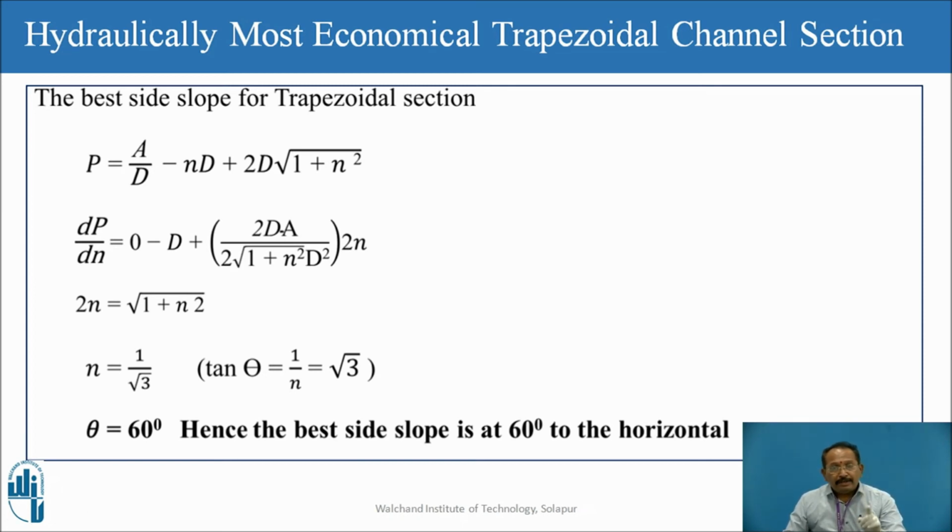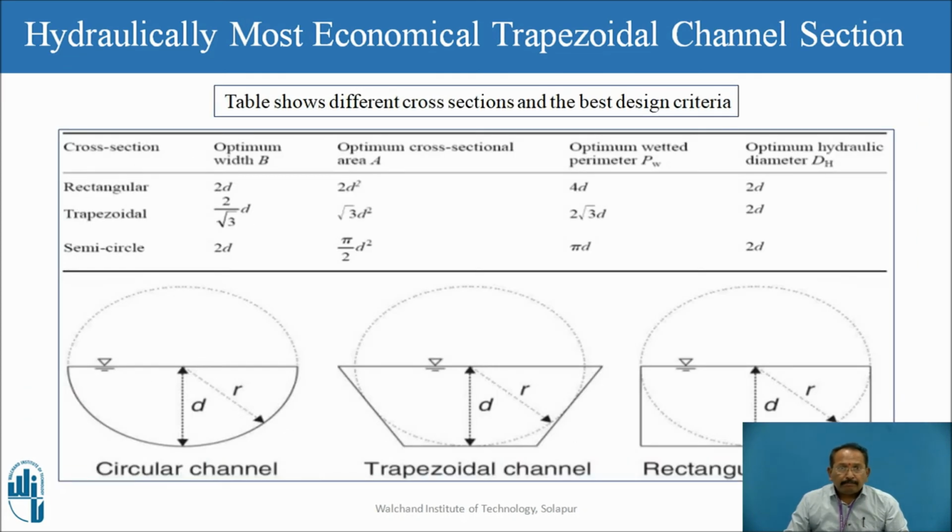See the derivation step by step. Go through it step by step. These are some criteria given to you. You can go through them for different shapes: rectangular, trapezoidal, and semicircle.